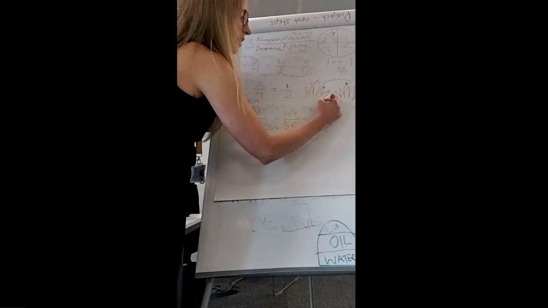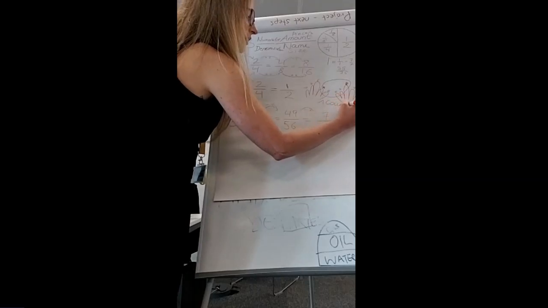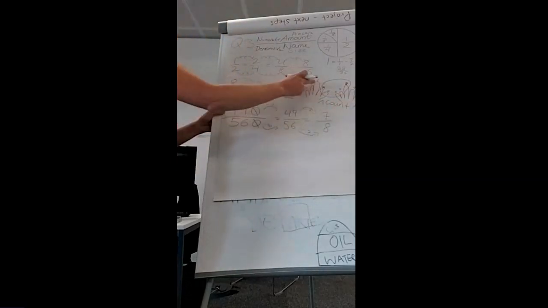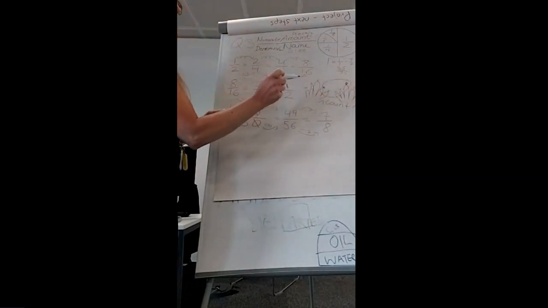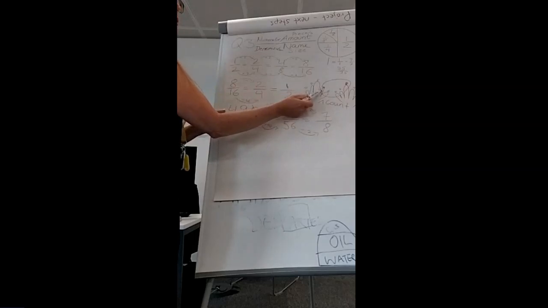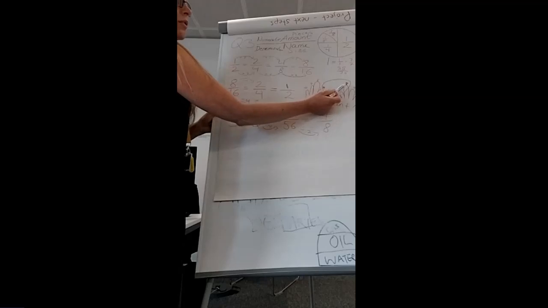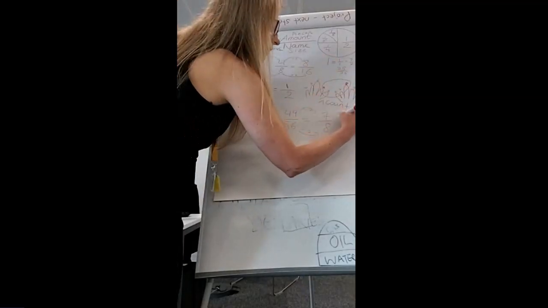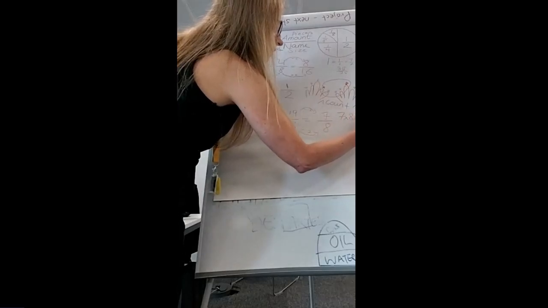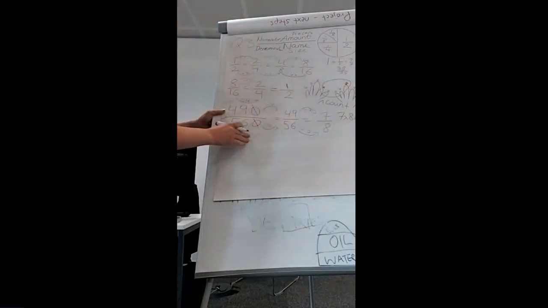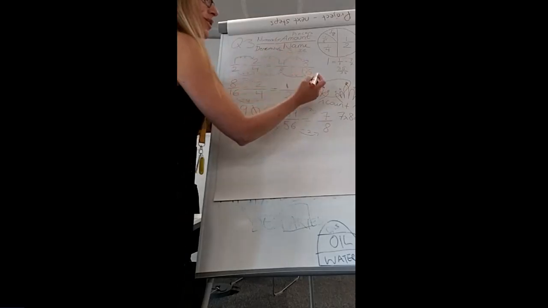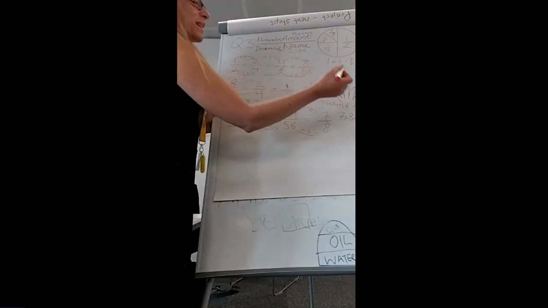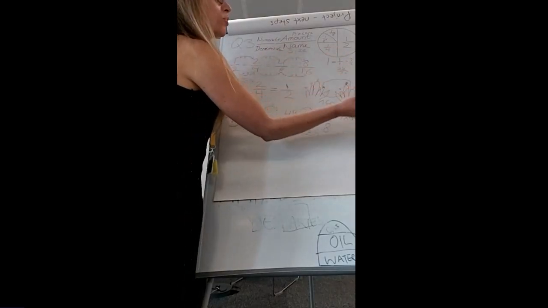So the first step is counting. Count the ones that are in this area. So how many are there? 1, 2, 3, 4, 5. So there are 5 fingers. So 7 times 8 is 50. And now, that's good. You know your timetables, that's good. What if you don't know it?